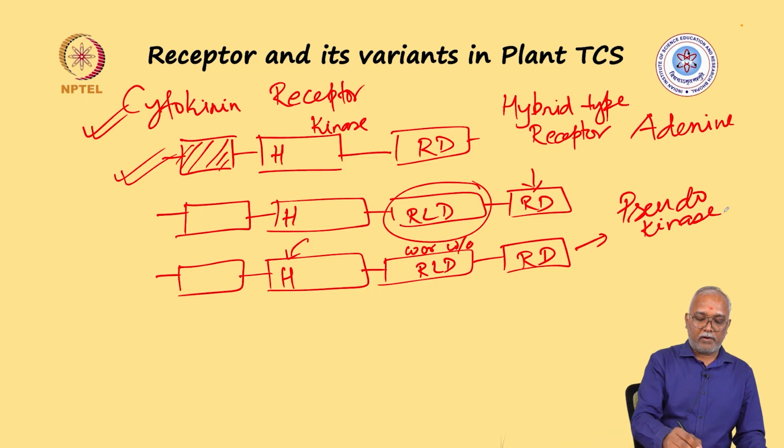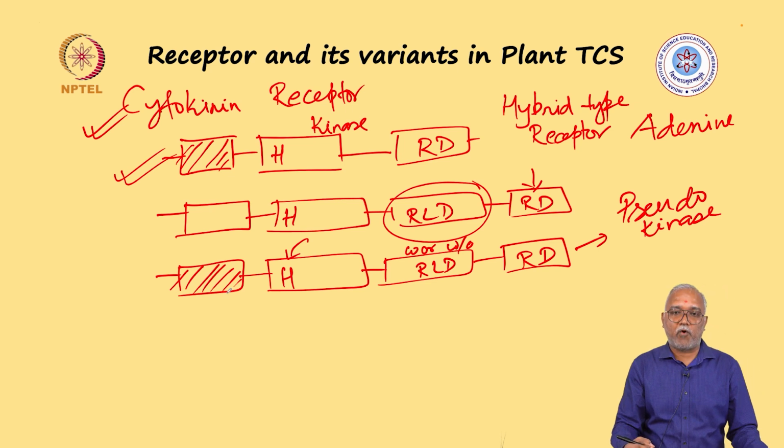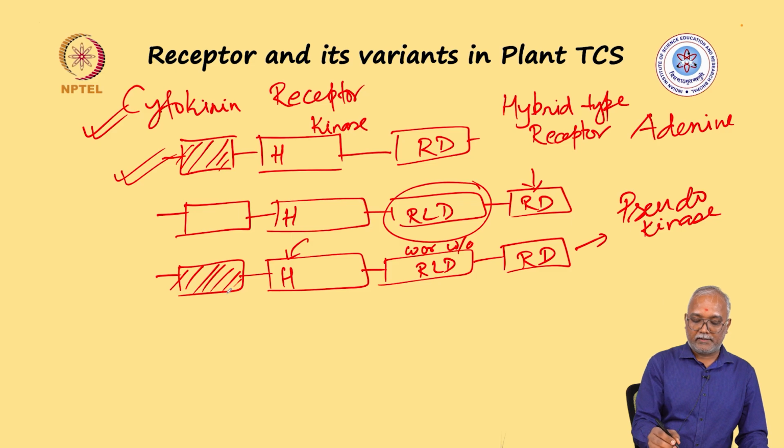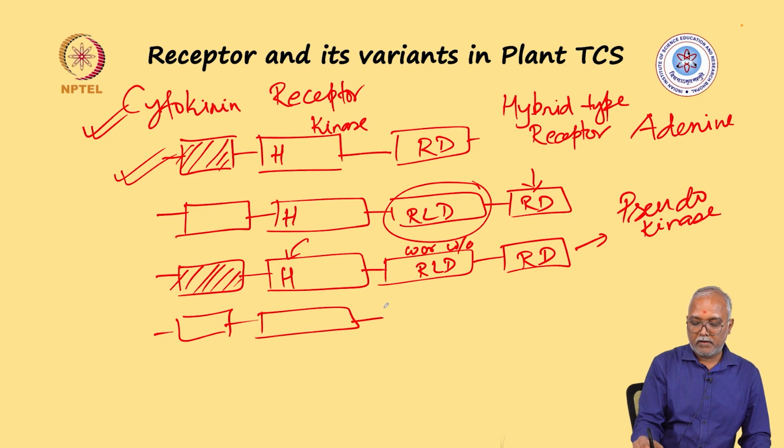And in one of the previous classes I mentioned that there are a lot of pseudogenes which are involved in the signaling, and they regulate or divert the signaling from desired direction to somewhere else. And such a receptor where you lack this histidine is part of the phytochrome signaling.